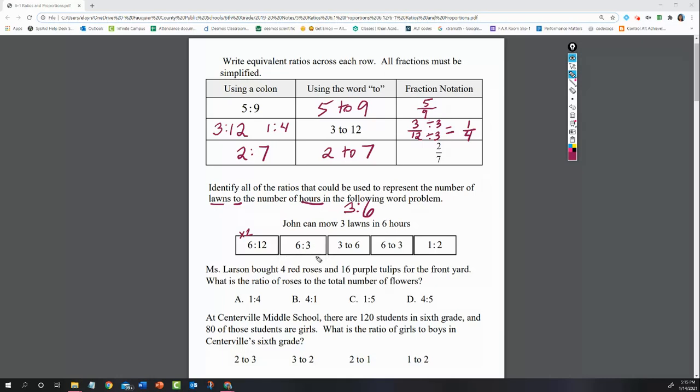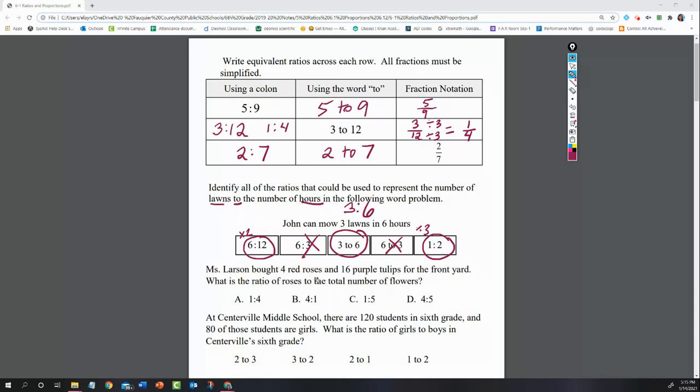6 to 3 would not be an equivalent ratio because 3 times 2 would equal 6, but 6 times 2 does not equal 3. Of course, this in words would also be the equivalent ratio. This would not be an equivalent ratio in words, but 1 to 2 is also equivalent because I can take 3 and divide by 3 and get 1, and 6 divided by 3 equals 2.